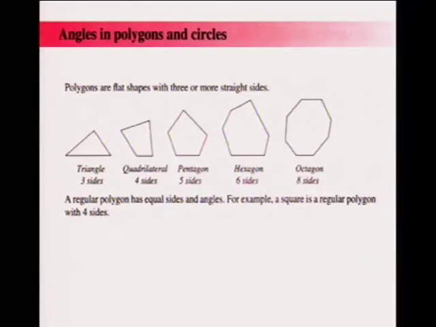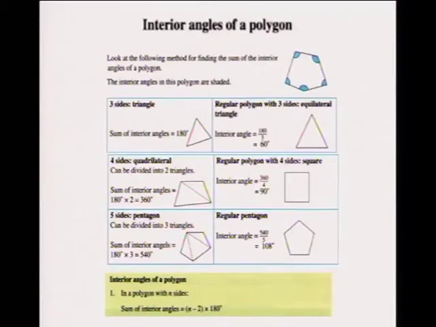The angles in polygons and circles, this you also have to study. A triangle has 3 sides, quadrilaterals all have 4 sides and 4 angles. The pentagon has 5 sides, hexagon 6 sides, and octagon 8 sides. If it's a regular polygon, it has equal sides and angles. For example, a square is a regular polygon with 4 sides and 4 angles. Each of the angles will be 90 degrees. And these are flat shapes with 3 or more straight sides.